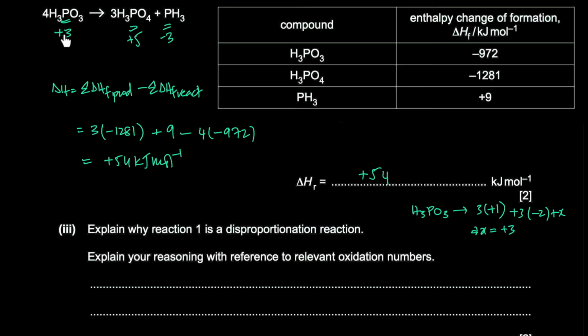So we can clearly see that phosphorus is undergoing both oxidation and reduction. It's being oxidized from +3 to +5 and is being reduced from +3 to -3. So why is this a disproportionation reaction? Because phosphorus is both oxidized and reduced: it's oxidized from +3 to +5 and reduced from +3 to -3 simultaneously.